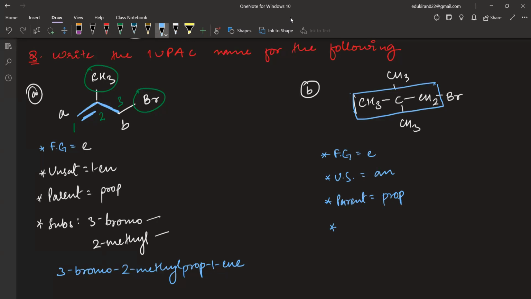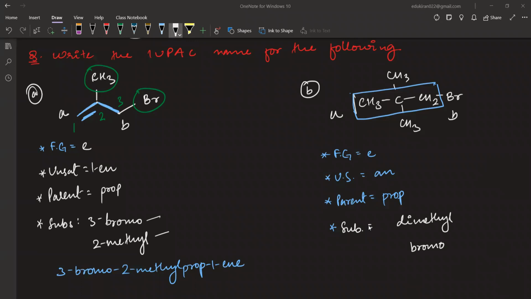This is the parent, and methyl and bromo are remaining. So right here, what should we write? We should write substituent. This will be dimethyl and bromo. Where should I start numbering from, A or B?